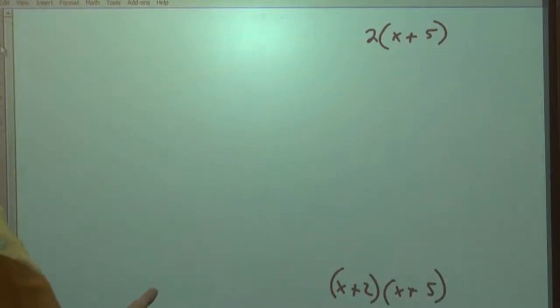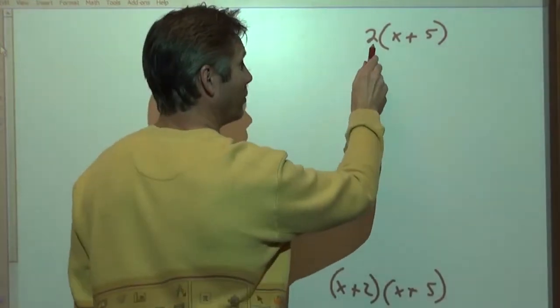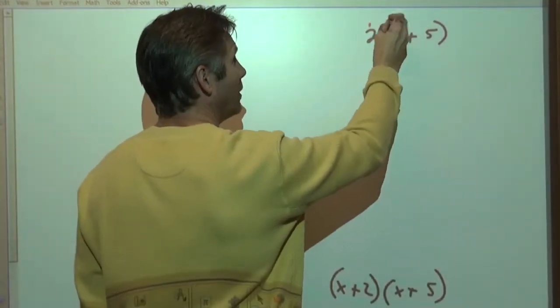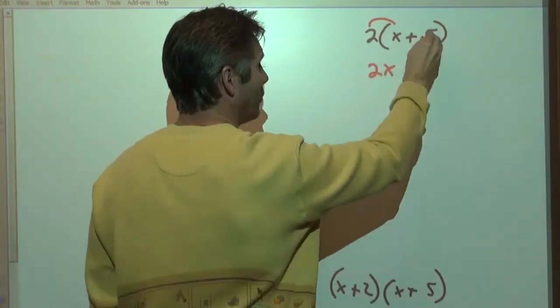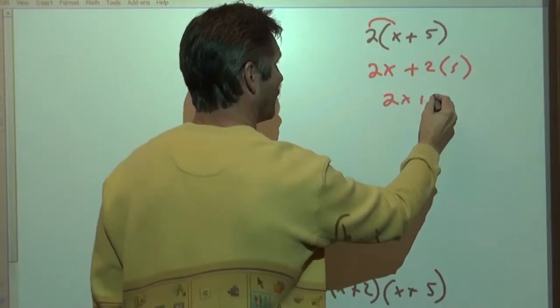All right, as we lead into actually factoring polynomials, there's a few things we want to think about. We want to think about the distributive property. If we have this 2 times this binomial, 2 gets multiplied by x, and 2 gets multiplied by 5. So we're going to end up with 2x plus 10.